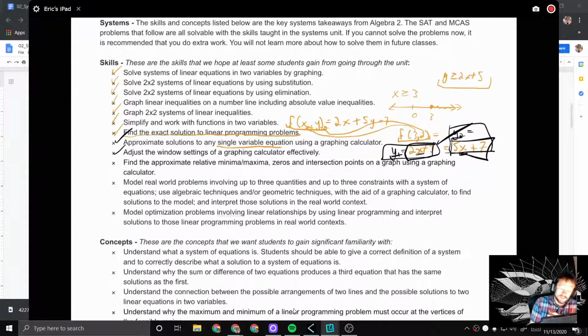Find the approximate relative minimum, maximum, zeros and intersection points on a graph using a graphing calculator. Here we've got minima, maxima, zeros, and intersection points in the second calculate menu.